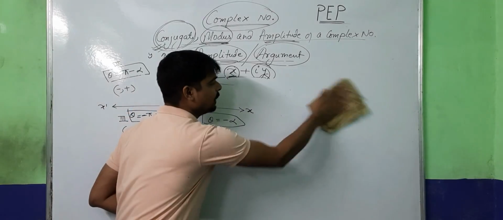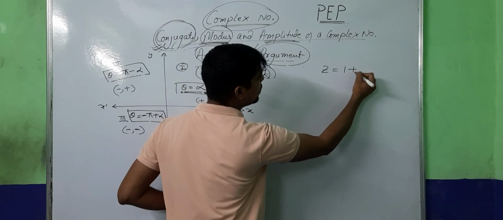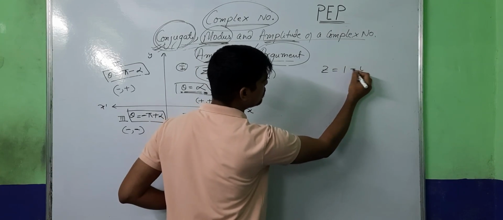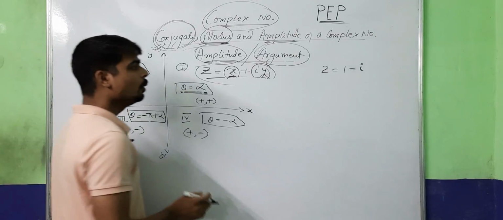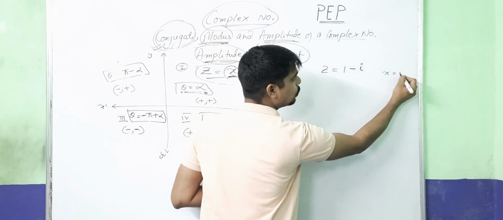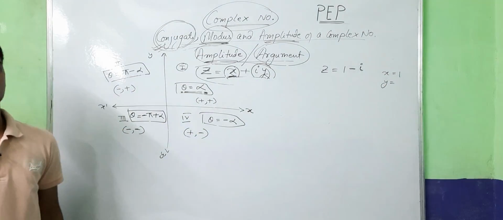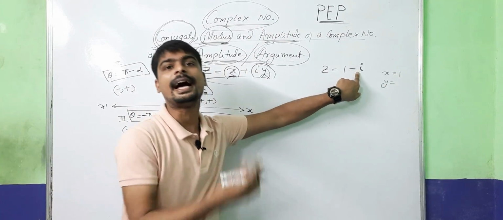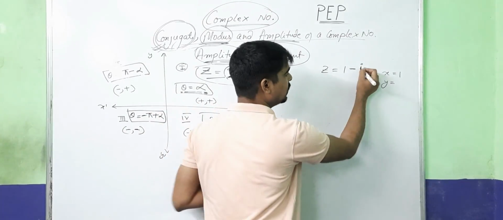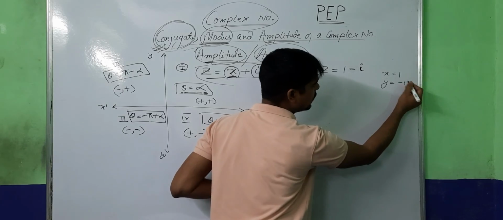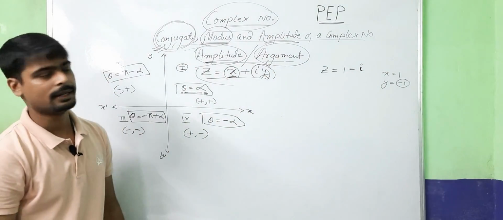I'll give you a question. Z is equal to 1 minus i. What is the value of x over here? 1. What is the value of y over here? There is i, that is y. You see properly, there is 1 and minus 1. Since i is accompanied with minus, hence the y value is minus 1.